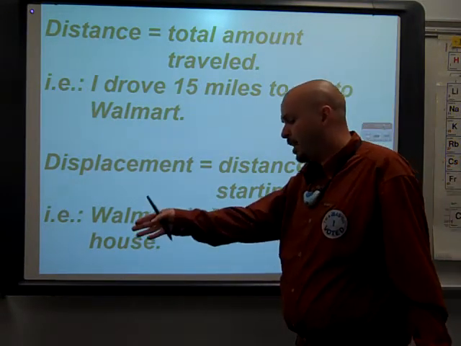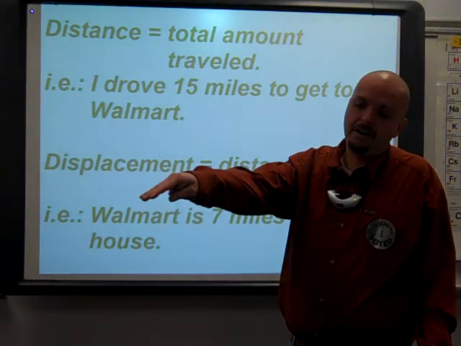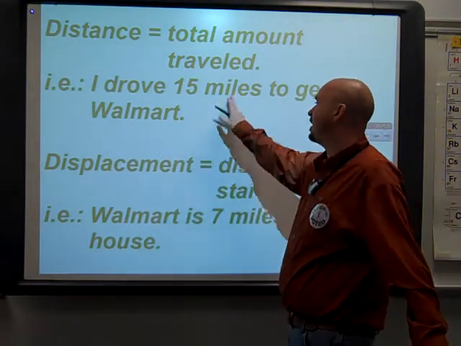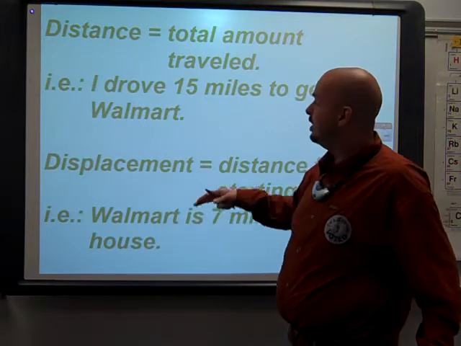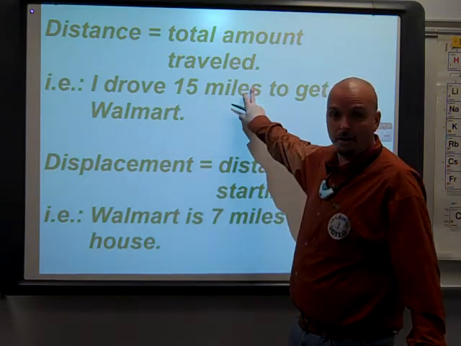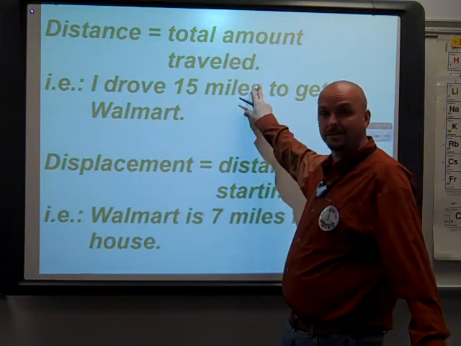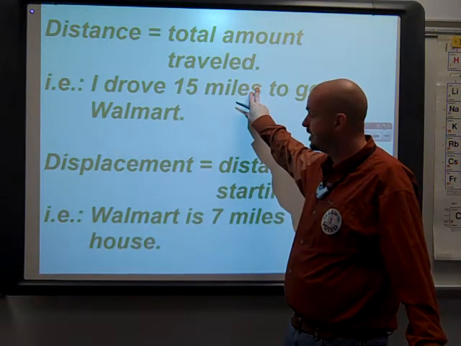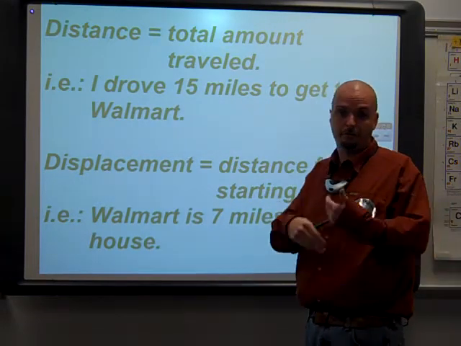I drove 5 miles down one street, 5 miles down the next street, 5 miles down a third street. Add those all together, I went 15 miles. This is what the odometer gives us on a car. It tells us the total distance that the car has traveled. Displacement changes the frame of reference.